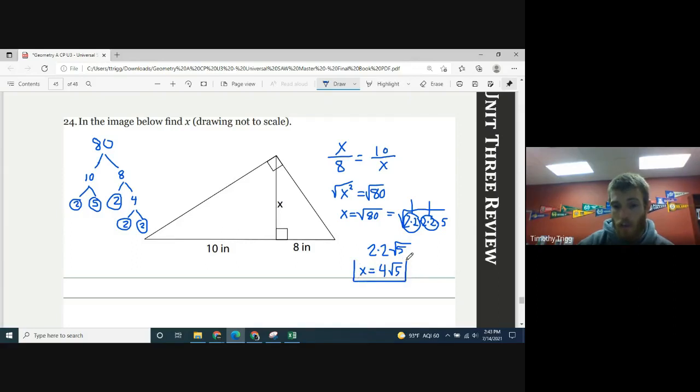And again, you could always double check with your calculator. If you plug in 4 square root of 5 in your calculator, it should equal the square root of 80 when you plug that in the calculator. Okay, because these are equal. This is just a simplified version of that.